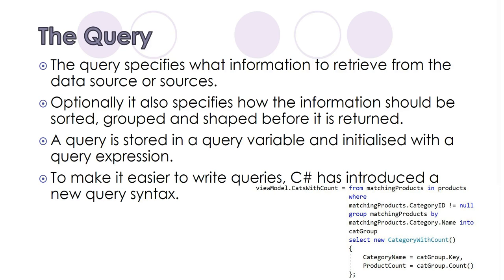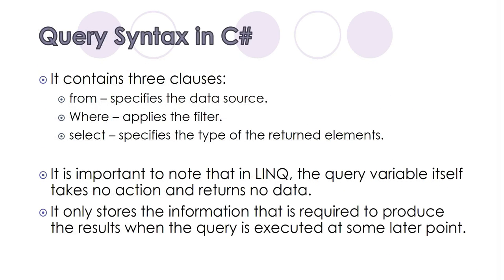Now, group is something that you are doing before you shape the query, before it is returned. In cat group.key, key is an extension method which returns the first letter, and then you're returning cat group.count. A query is stored in a query variable and initialized with a query expression. To make it easier to write queries, C# has introduced a new query syntax. People who have been working with SQL for a very long time might not like it, but it is supposed to be easier. It has 3 clauses, just like SQL, but the order is different. From specifies the data source, where applies the filter, select specifies the type of the return elements.